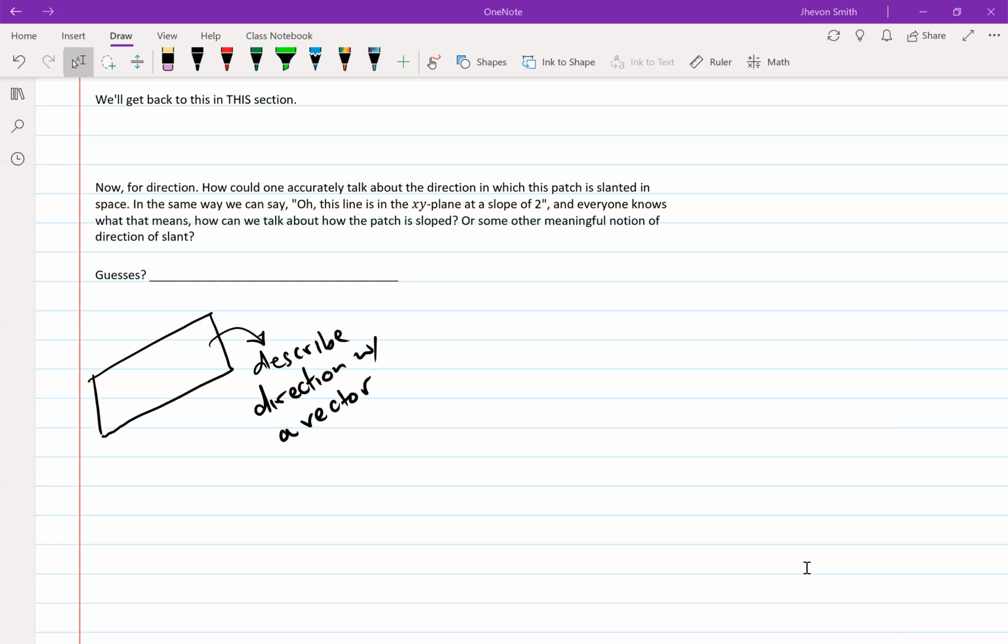Can you repeat the question? I'm sorry. Describe with a vector, right? So use a vector. Some vector, some arrow that is going to describe how this thing is slanted in space, some sort of the degree of slant or what direction it's moving in. What do you think is a good vector to use to make that description?